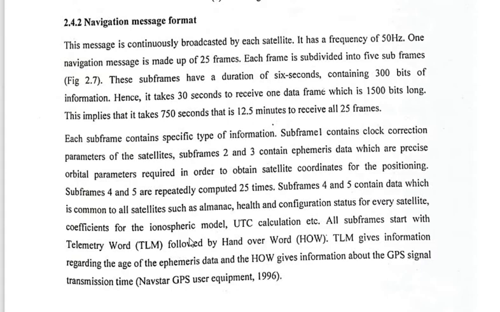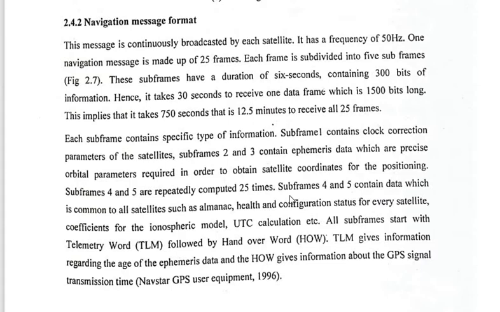So these are the 5 subframes that you will be having in your navigation message format. What are the 5 subframes? In subframe 1, you will be having the clock correction parameters of the satellite. In subframes 2 and 3, you will be having the Ephemeris data. And subframes 4 and 5 will be repeated 25 times, and the data present in them will be your almanac data: the health of the satellite, the configuration status of every satellite, like how they are moving, where a particular satellite is in the orbit, the ionospheric model, and the Coordinated Universal Time calculation. Everything will be present in subframes 4 and 5.